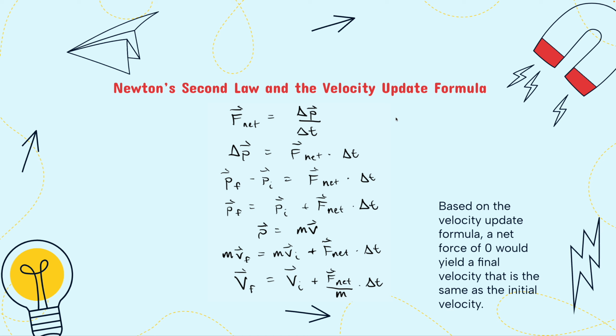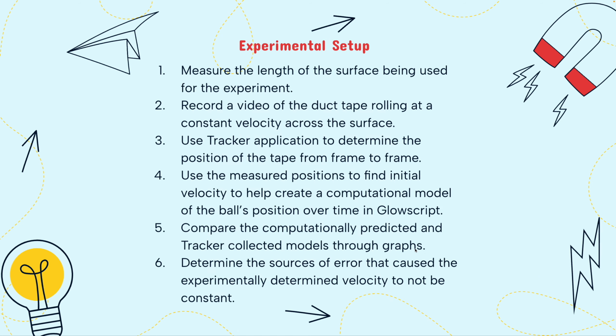So here I have Newton's second law written out. F net is equal to the change in momentum over the change in time. Using some algebra and the definition of momentum, which is mass times velocity, you can find the velocity update formula down here. And based on the velocity update formula, a net force of 0 would yield a final velocity that is the same as the initial velocity. And that's important to really understanding how constant velocity is achieved here.